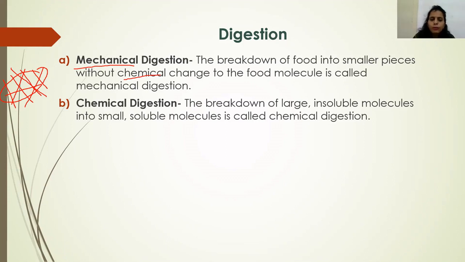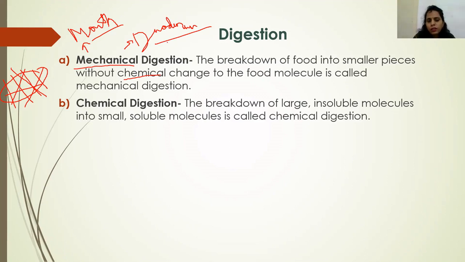In the human body, mechanical digestion takes place in two places. One is the mouth, and the other is the duodenum, that is the first part of the small intestine. In the mouth our teeth are present, so when we eat food, it is supposed to be chewed properly. We chew the food in order to perform mechanical digestion. The large pieces of food are broken down into smaller ones.